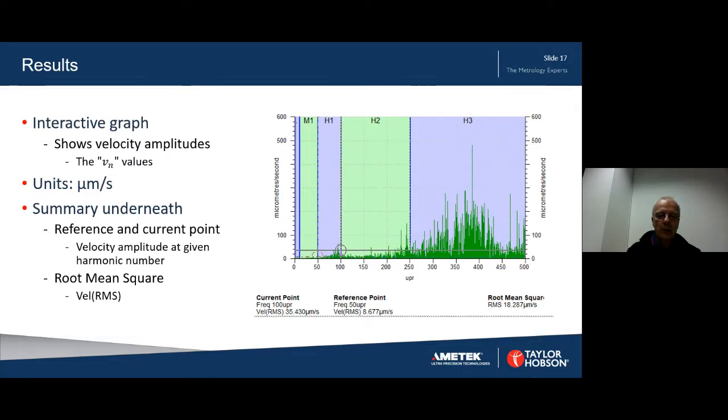2 cursors are provided to allow the user to interrogate the graph. Summary text below the graph shows the velocity amplitude and wave number for each cursor, and the RMS velocity calculated across the band bounded by the 2 cursors. One might well ask why the velocity amplitude is labelled Vel RMS, but hopefully this will become clear over the next few slides.